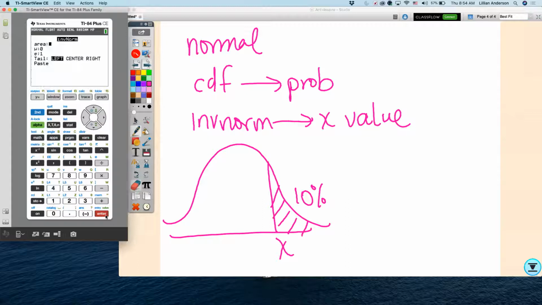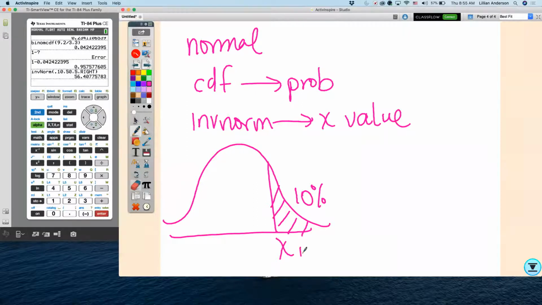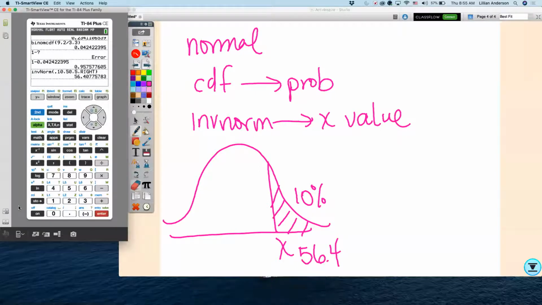Inverse norm. Now, if you have a newer calculator, remember, you just have to tell the calculator what tail to do. So the area would be 10%, so 0.10. The mean would be, I'm just making this up, 50, and the standard deviation would be 5. What would my tail be? Right. It will be right. This is if you have a fancier calculator, and then it will give you your X value. The tail to turn on?